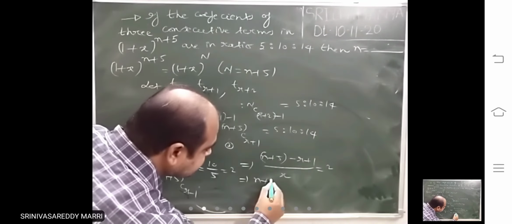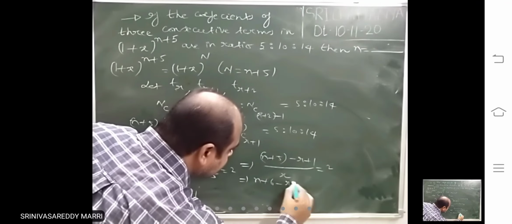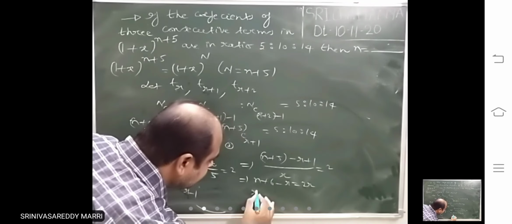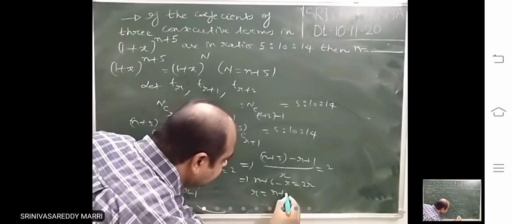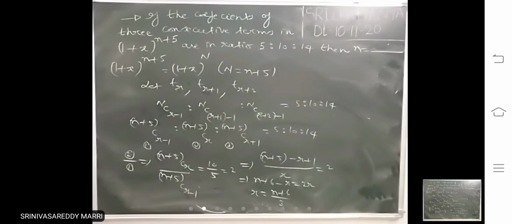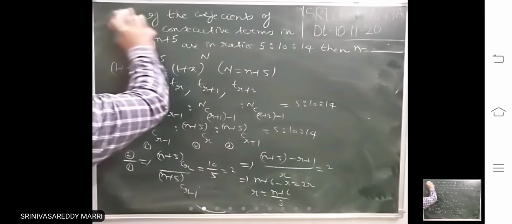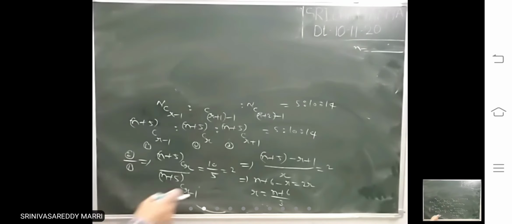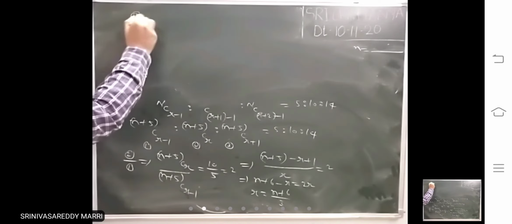That implies n plus 6 minus r equals 2r. From this I am calculating the value of r. What is the value of r? n plus 6 divided by 3. So from that I got r equal to (n plus 6) by 3. Keep that. Then what I am doing is 3 divided by 2.